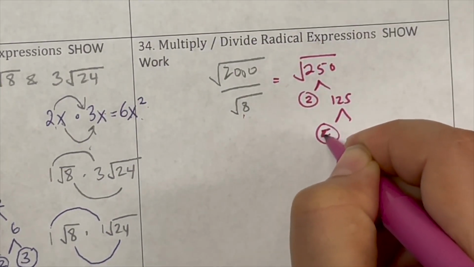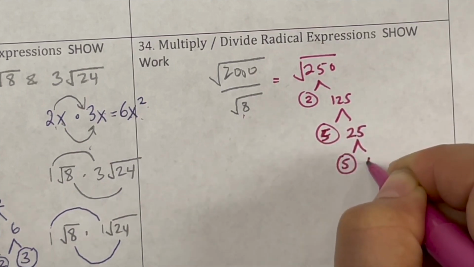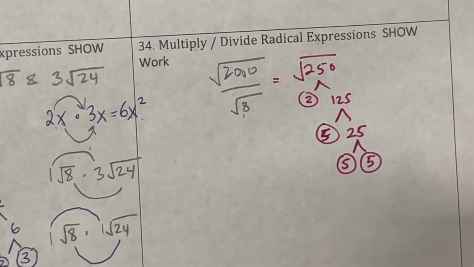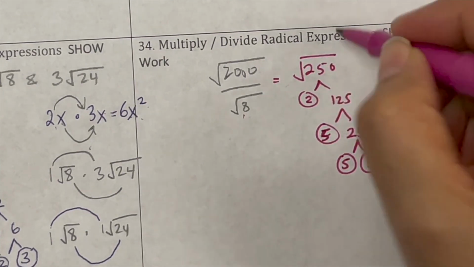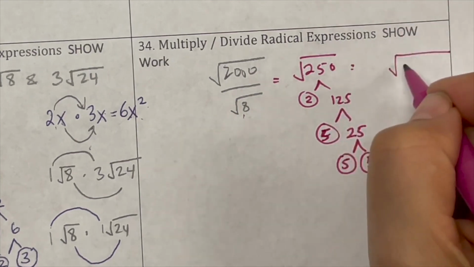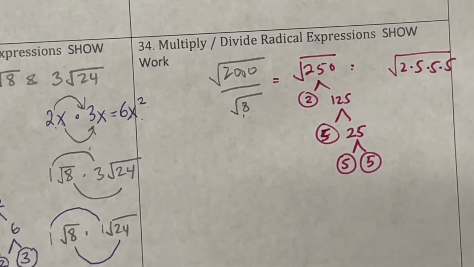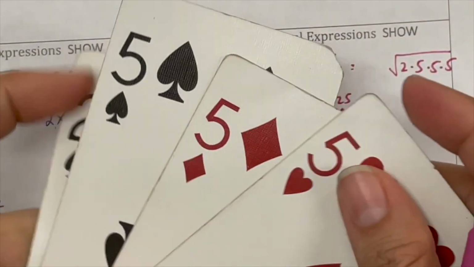So it's not 2, it's 5. 5 times 25. And then 5 times 5 is 25. And I can't go any further. So this 250 is going to become, I'll leave a little space to get my books, a 2, a 5, a 5, and a 5. So I've got 1, 2, and 3 5s. So again, I get my cards, 1, 2, and 3 5s.